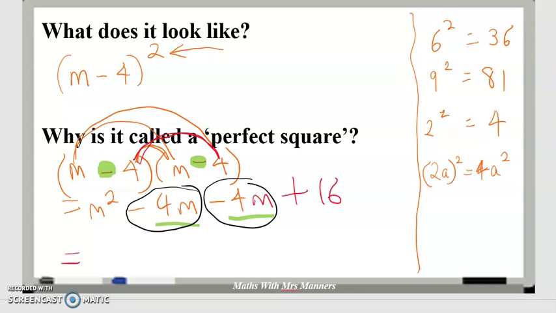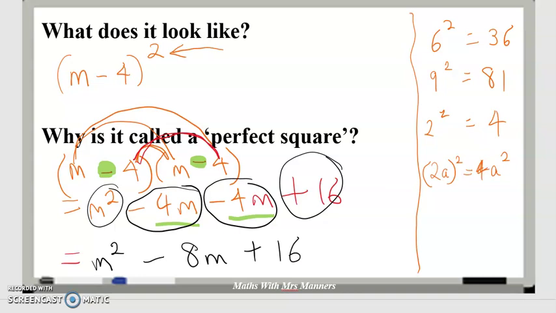So you can see the similarity with the difference of two squares. We can square the first term, and we can square the last term. But instead of the two middle terms cancelling, we end up with 2 of them. So we get minus 8m plus 16.